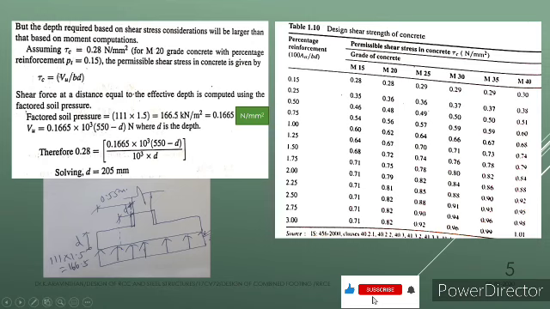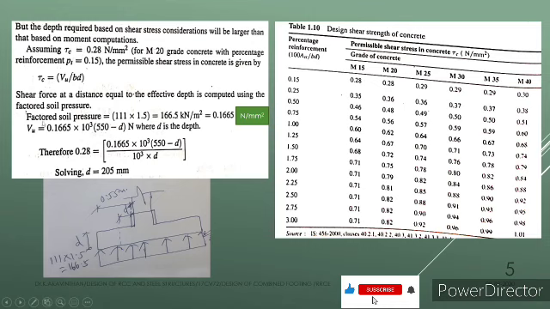Now the unknown is Vu. We have to find the breadth, we can take it as 1000, and depth we have to find, tau c we have assumed. Now we need Vu, that is shear force, to get the factored soil pressure. So 111 into 1.5, we will be getting the factored soil pressure, that is 166.5 kilonewton per meter square. So let us have this value.